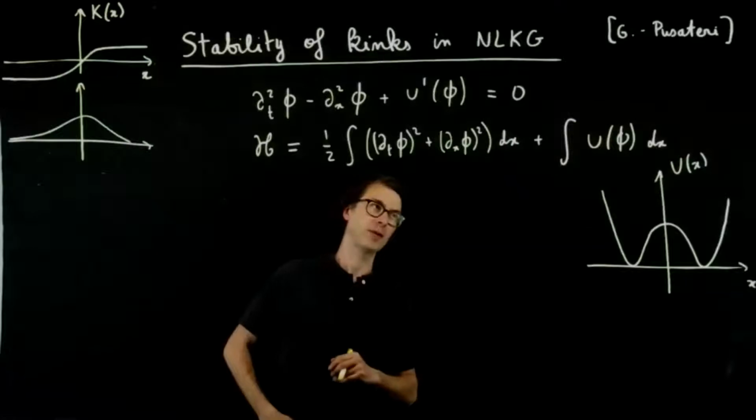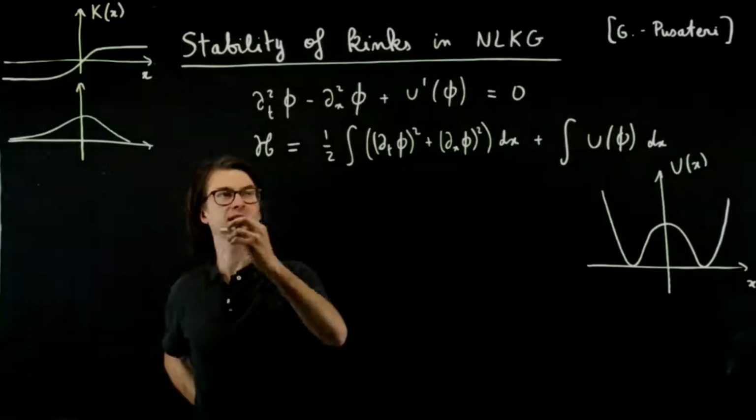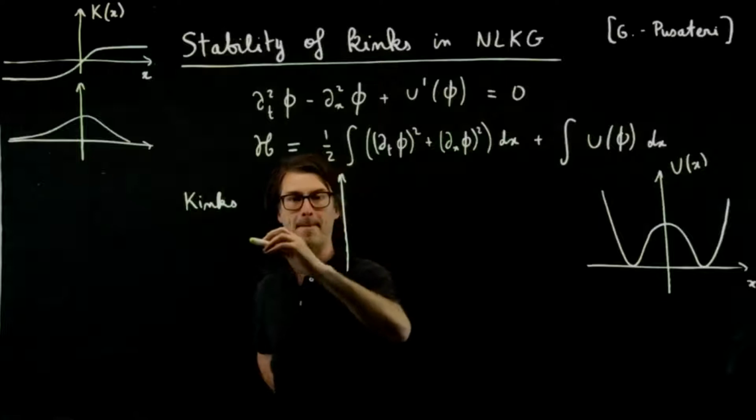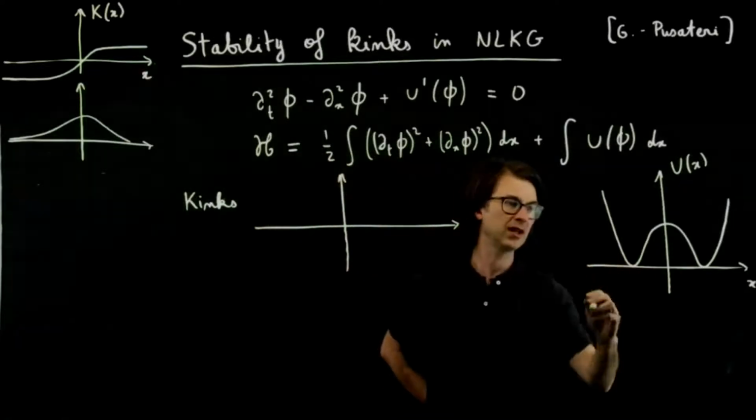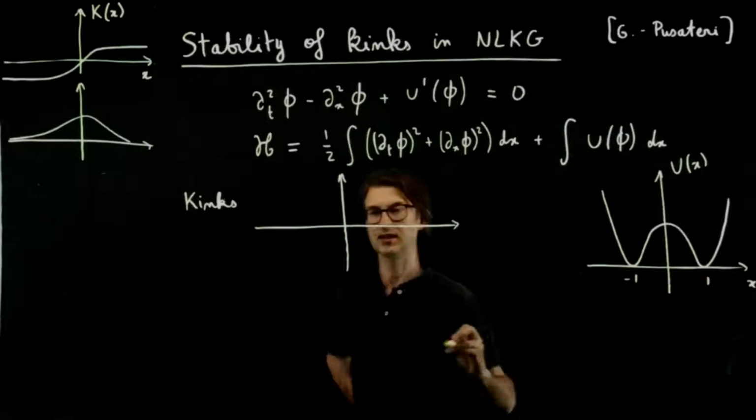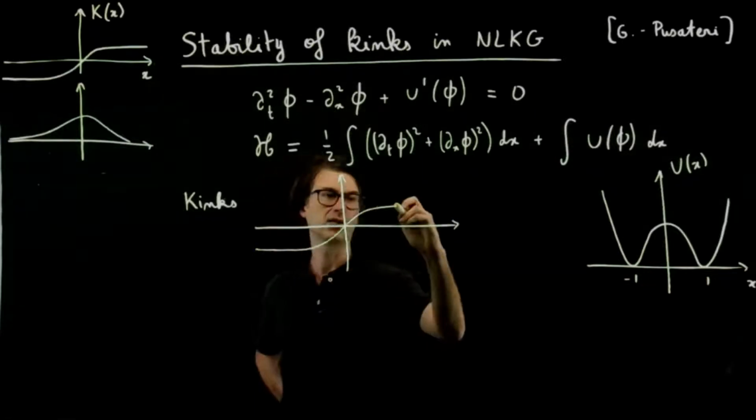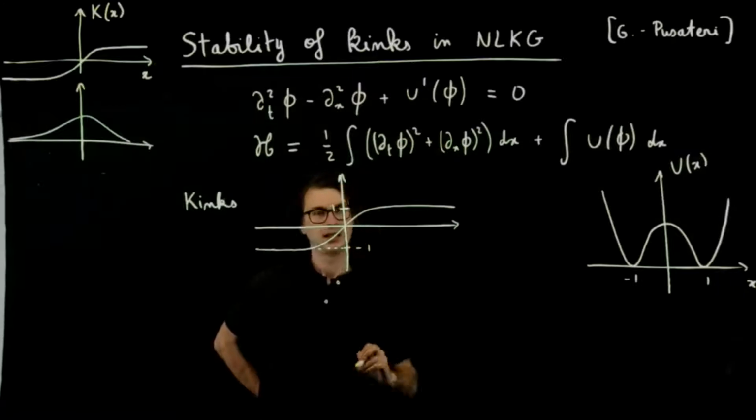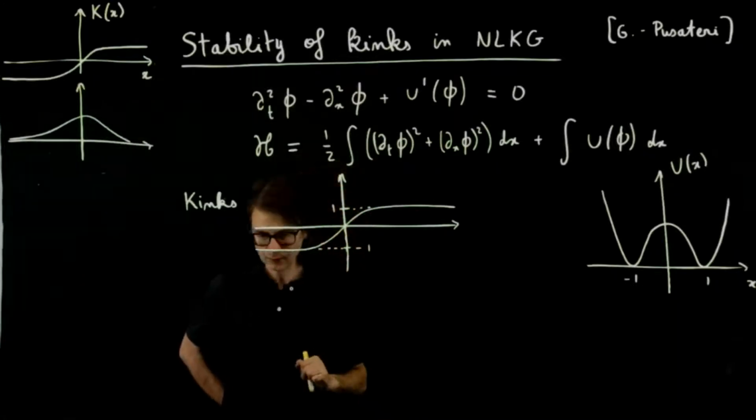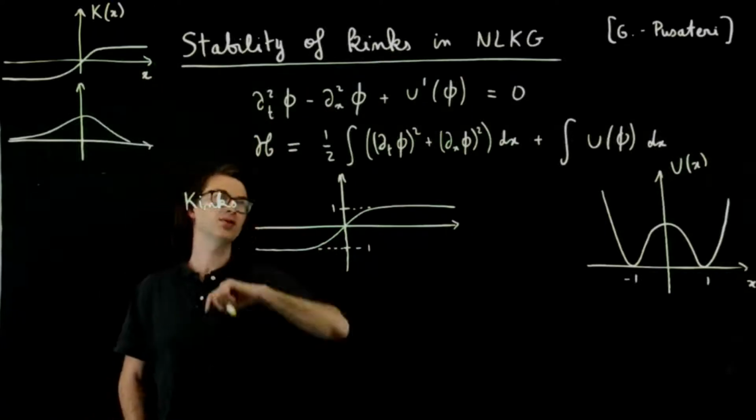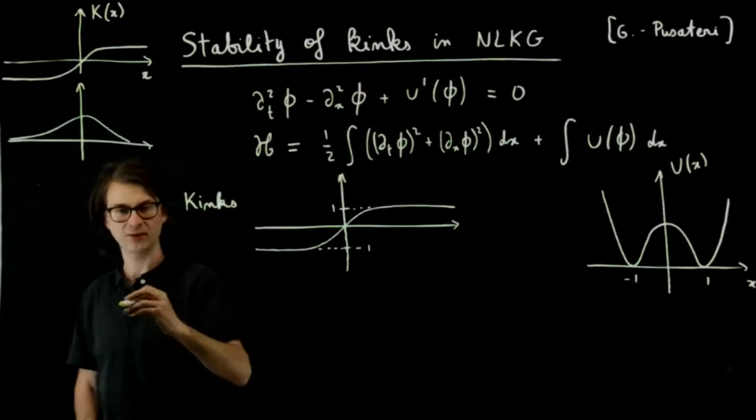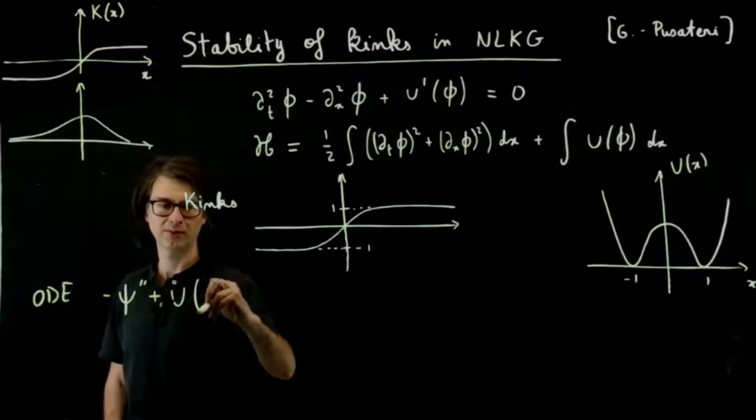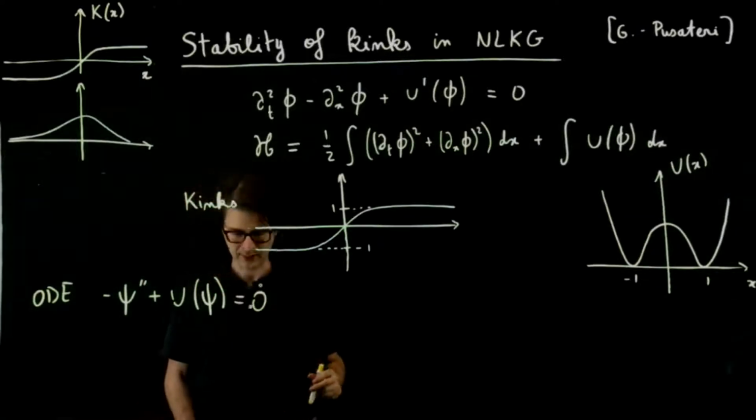Right. So as I was telling you, there are kinks that look like this, say the two minima are -1 and 1, and there are kinks that connect these two minima. This is -1. This is 1. And in terms of the ODE, so the ODE that a kink satisfies is the following. So the ODE is minus psi double prime plus U of psi equals 0.